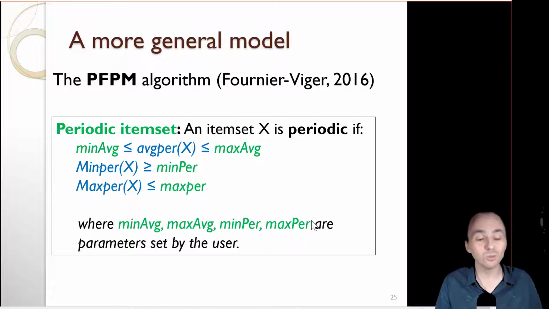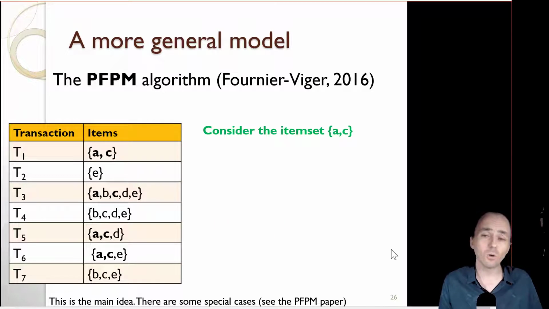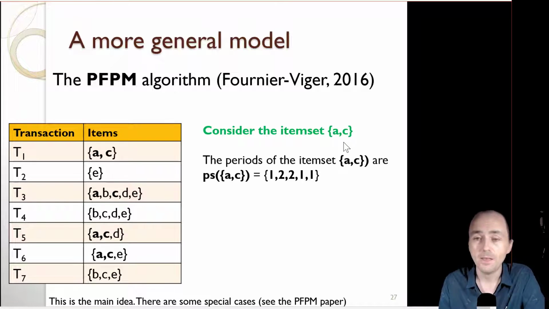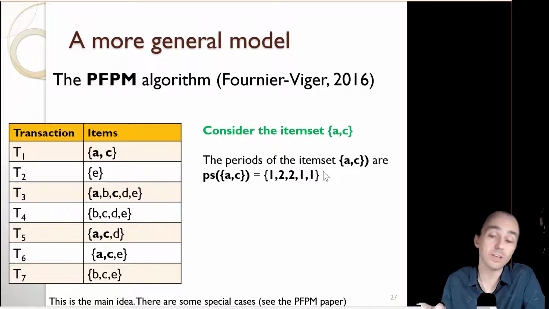So let me show you now how it works. I want to show you with examples. So let's look again at the item set AC to understand the main idea. The periods of the item set AC are 1, 2, 2, 1, 1, as I explained before.